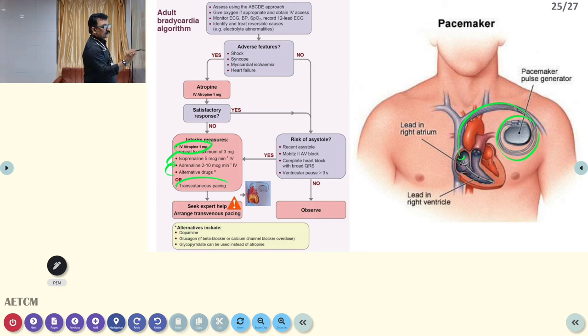If you have a pacing ability, then go for transcutaneous pacing, or transvenous pacing, temporary. Then permanent pacemaker may be required in many patients. So that will be the treatment for complete heart block or high grade second degree heart block. So these are the treatment options.